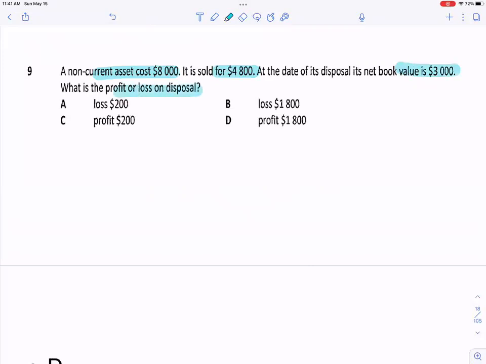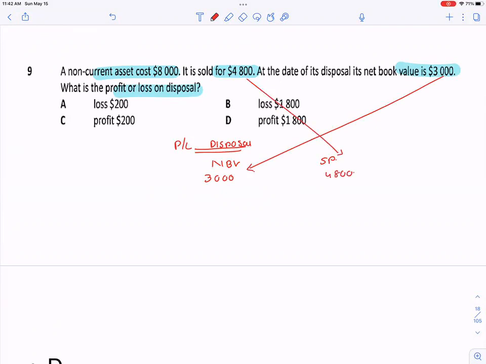Very easy. When you have to find the profit or loss on disposal, what are the two things that you compare? The net book value and how much it is sold for. You compare the net book value with the selling price. They've given you both. Net book value is 3,000. Selling price is 4,800.